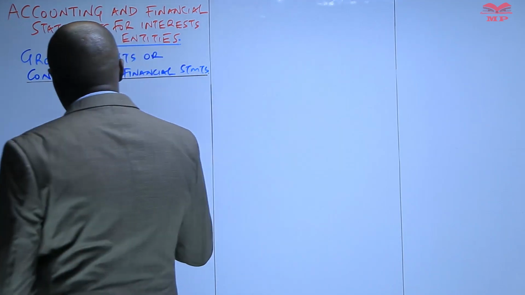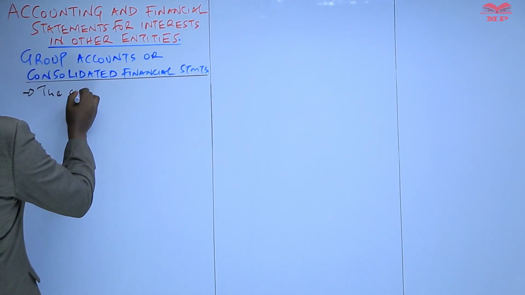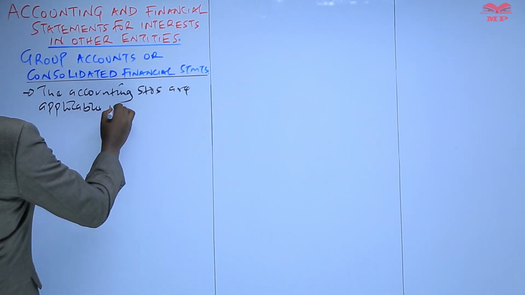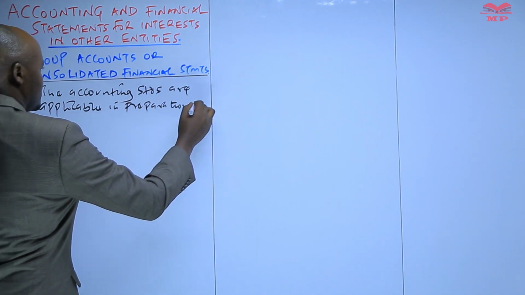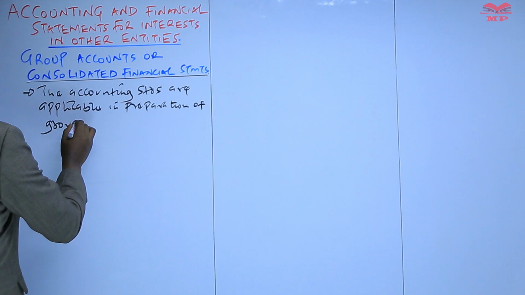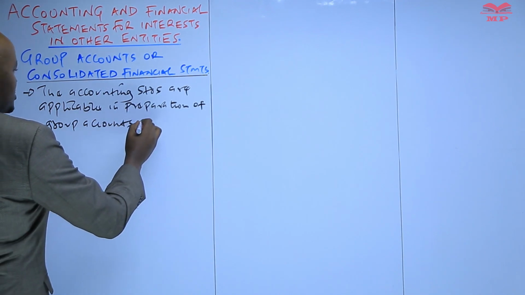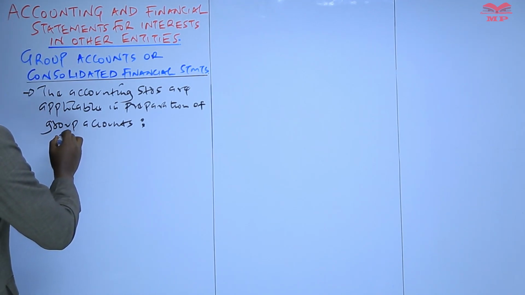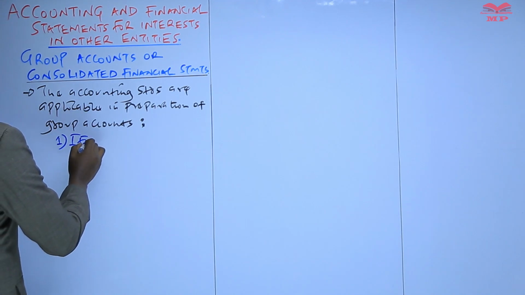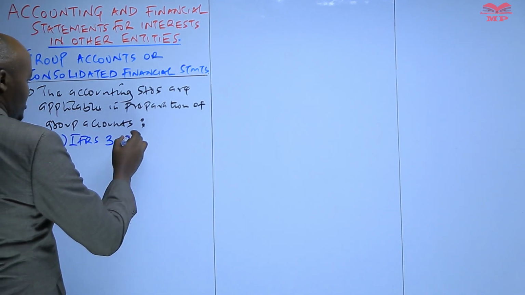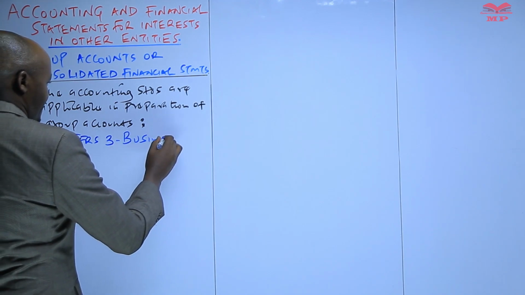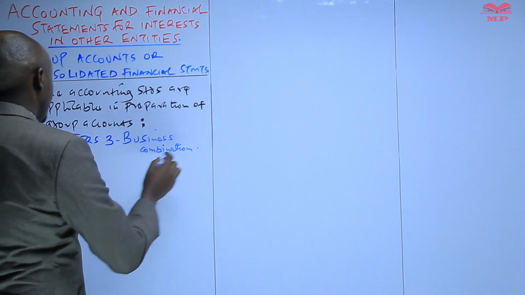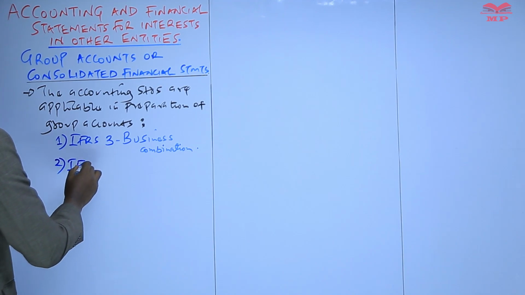And therefore, here we can say that the following accounting standards are applicable in preparation of group accounts. Number one, we have IFRS 3, which deals with the issue to do with business combination. Number two, we have IFRS 10.